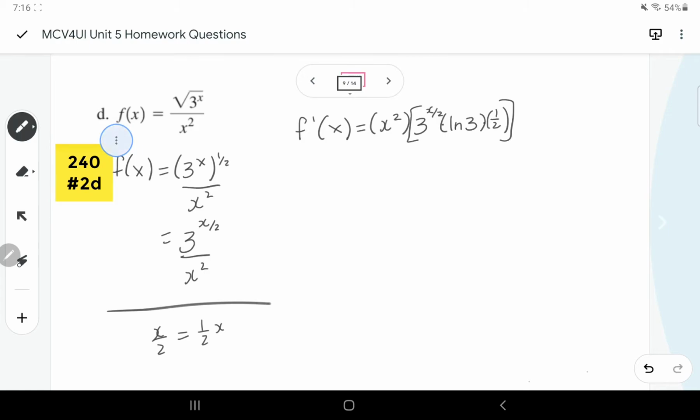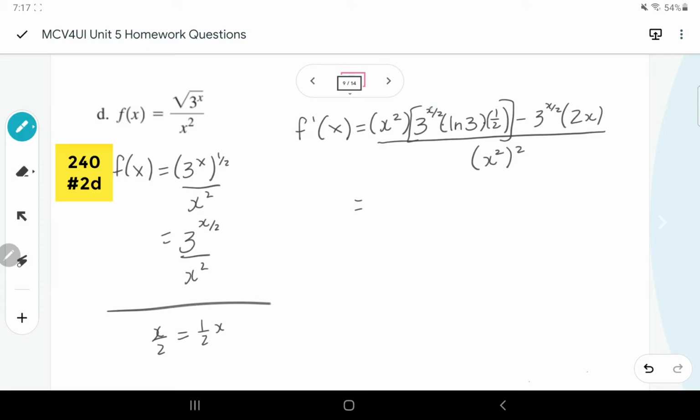There we go. Now I'll do minus, so bottom times the derivative of the top minus the top, which is 3 to the x over 2, times the derivative of the bottom, which is just 2x, because that was an x squared, all over the denominator squared. So x squared squared again.